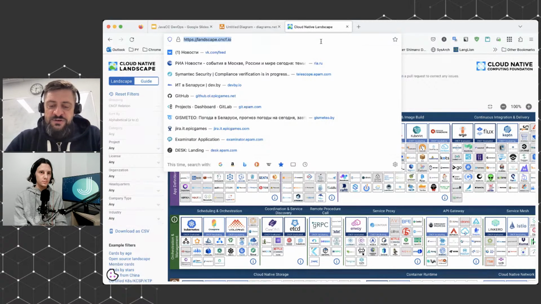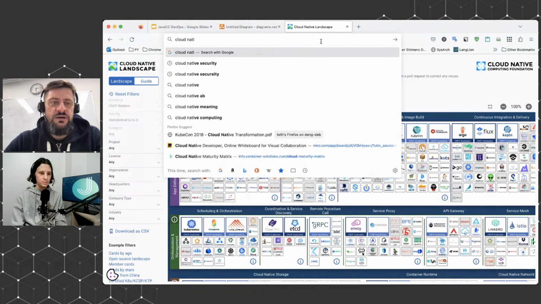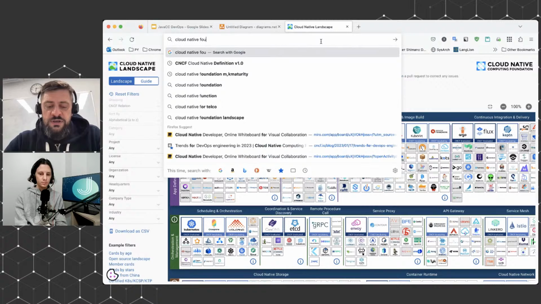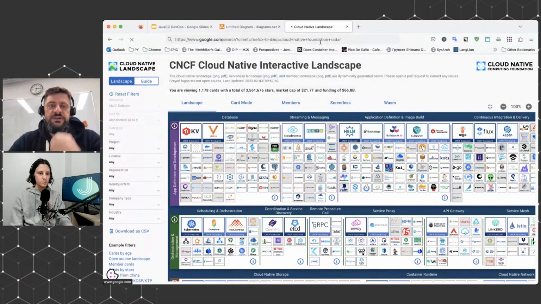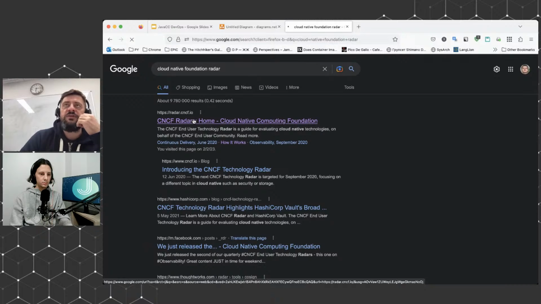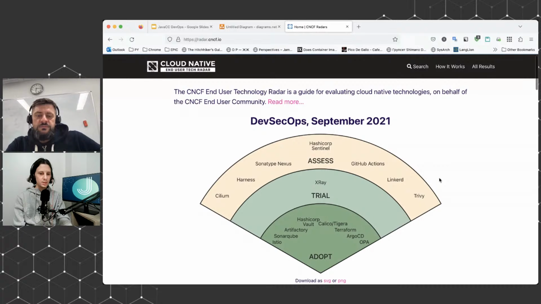Another source we can use is about the Cloud Native Foundation. I'm not sure that they are still supporting it, but I believe it's the Cloud Native Foundation site. You should definitely review and read all the information on this site. One of the initiatives is a radar. We have a lot of tools, but how do we understand which tools are quite new and which are mature and widely adopted?